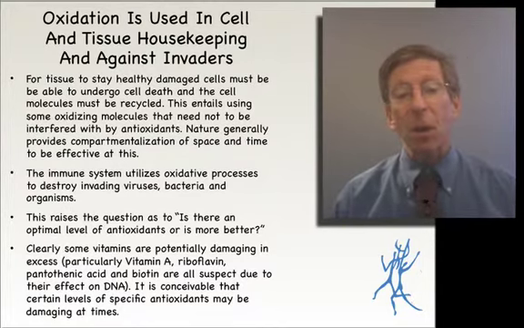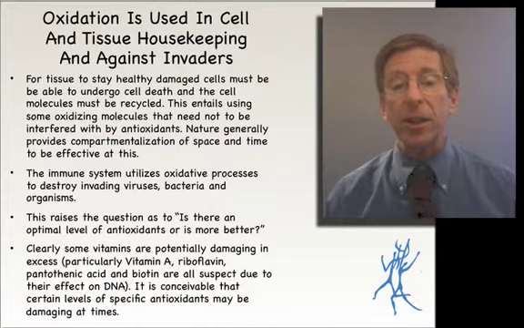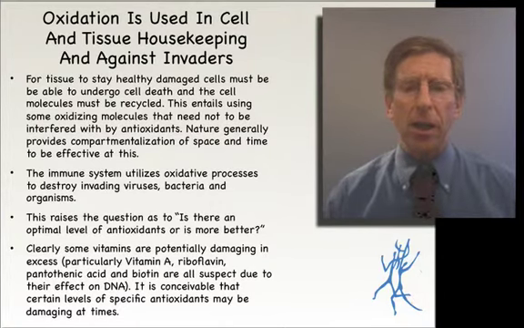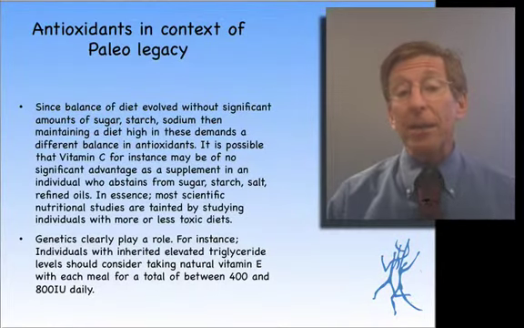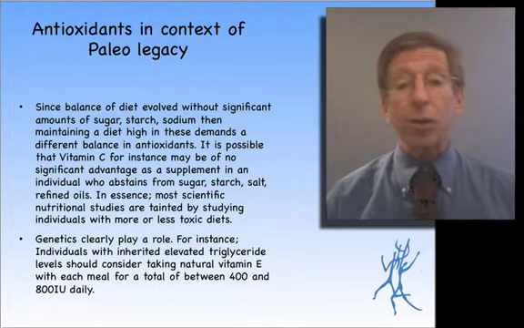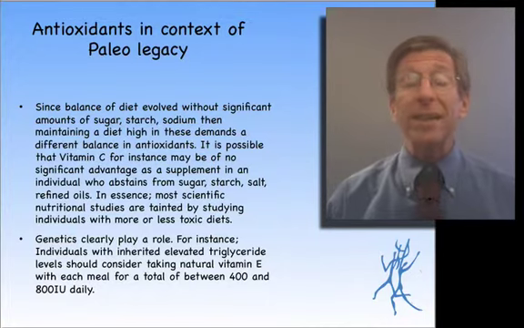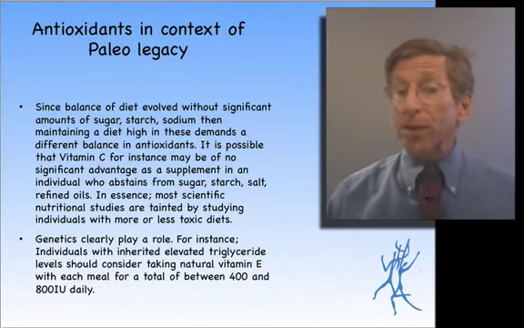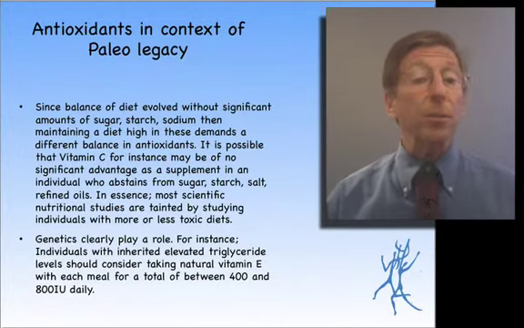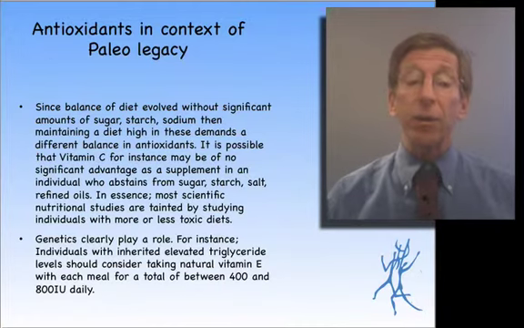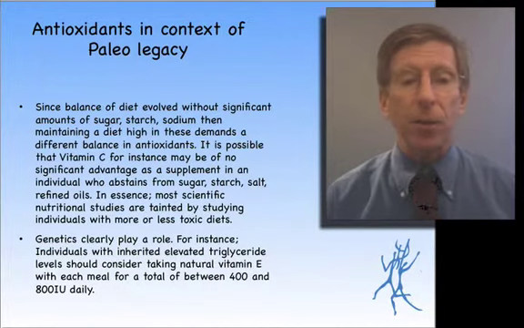Clearly, some vitamins are potentially damaging in excess. For instance, vitamin A, riboflavin, pantothenic acid, and biotin are all suspected to cause DNA damage in excess. We would think maybe some antioxidants have the same problem. Since our diet evolved without significant amounts of sugar, starch, sodium, and refined oils, maintaining a diet high in these will demand a different amount of antioxidants. It is possible, for instance, that vitamin C, if a person is not eating starch and sugar, does not cause any particular benefit as a supplement if one's getting ample vegetables, nuts, and meat that have high antioxidant value.